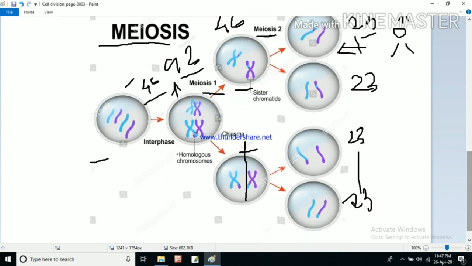I hope up to this much is clear. If you have any doubt, you can ask me. This is a very complex concept. It is not fully explained in your class 9, only this much is there, and in class 11 you will learn about cell division in a complete manner. Here I tried to explain as much as I can, because in your book the cell division concept is very short.